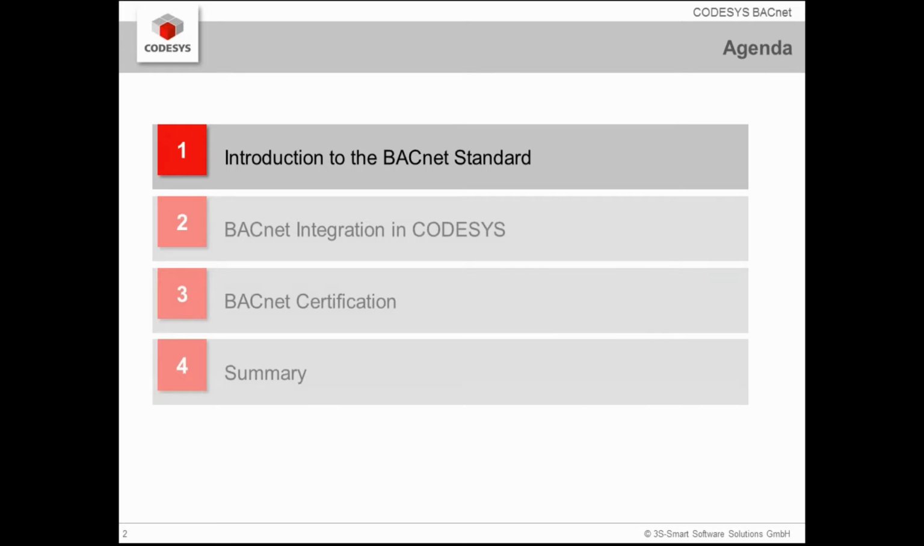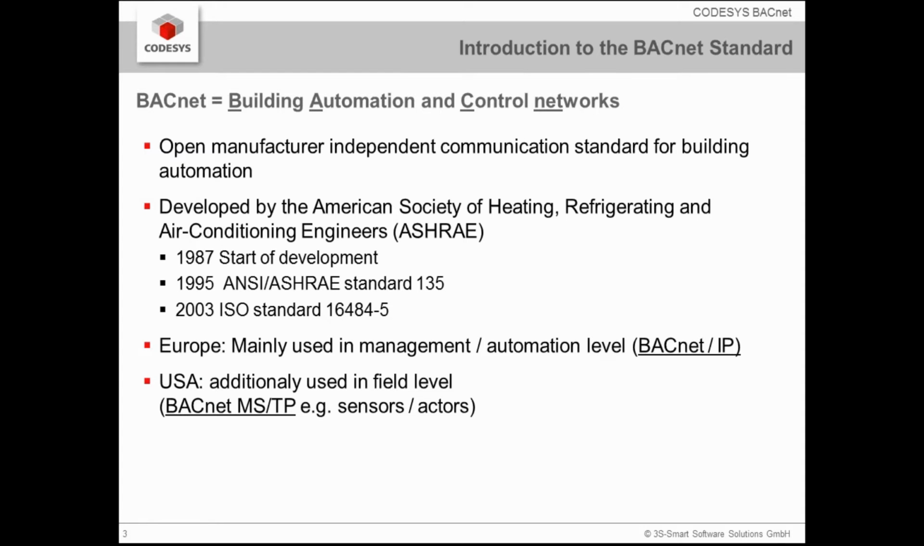So let's start with the introduction to BACnet standard. What does BACnet stand for? BACnet is an abbreviation for Building Automation and Control Networks, and it is an open manufacturer independent communication standard for building automation. BACnet is developed by the American Society of Heating, Refrigerating and Air Conditioning Engineers, short ASHRAE. In 1987, BACnet development was started. In 1995, the first ASHRAE standard was published, and in 2003, it also became an ISO standard.